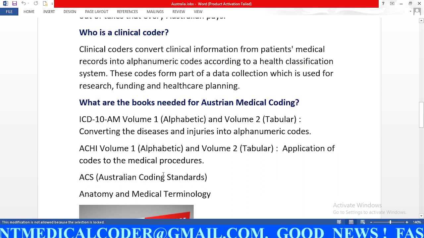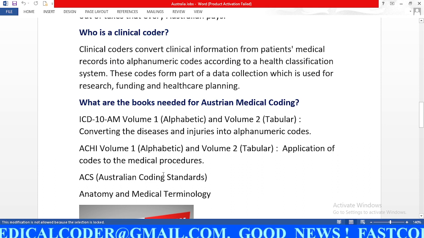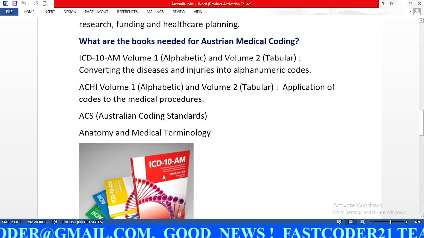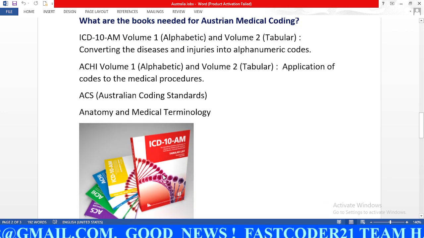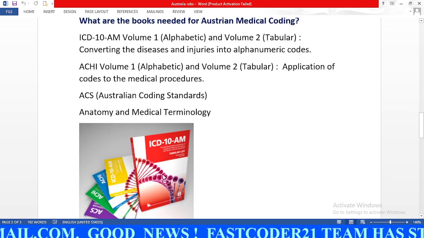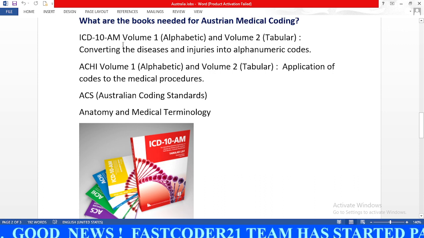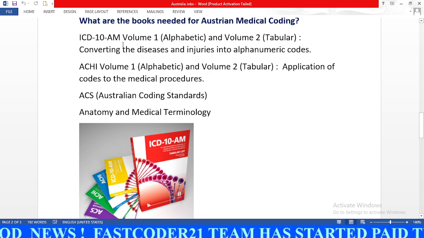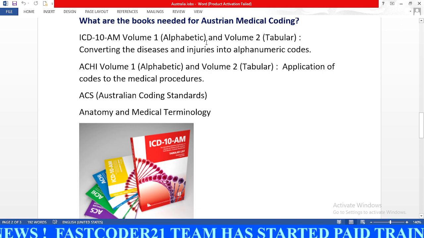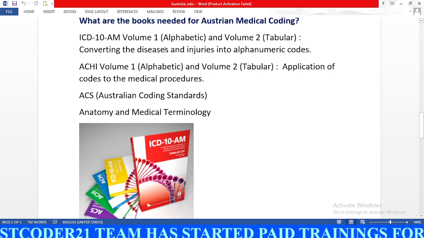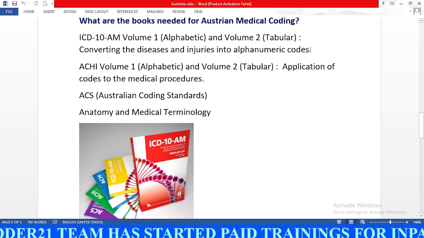Next, what are the books needed for Australian medical coding? In order to learn Australian medical coding, we need a few books. First one is ICD-10-AM. AM means Australian modification. ICD-10-AM Volume 1 is alphabetic and Volume 2 is tabular, for converting diseases and injuries into alphanumeric codes.